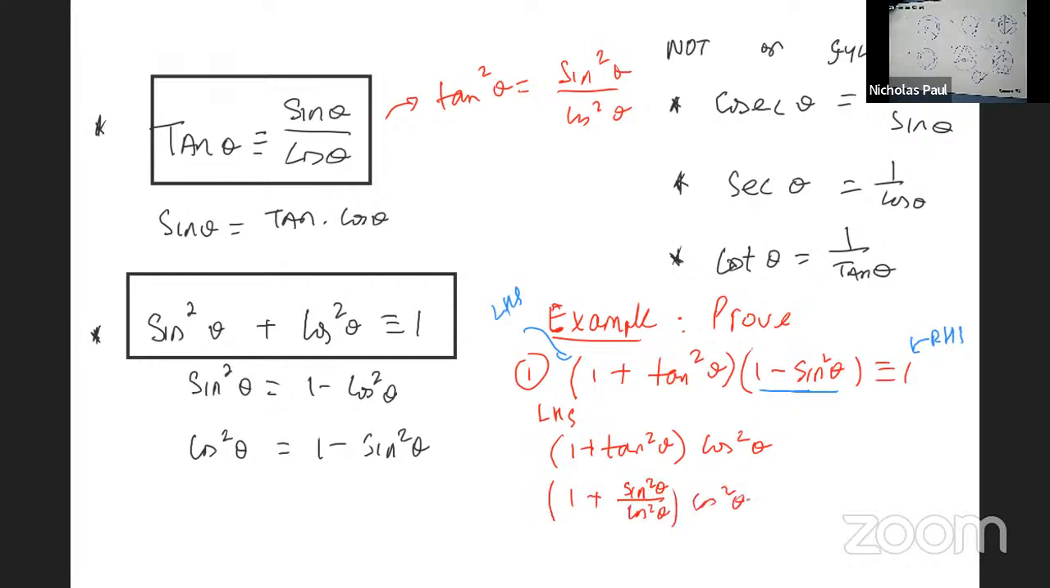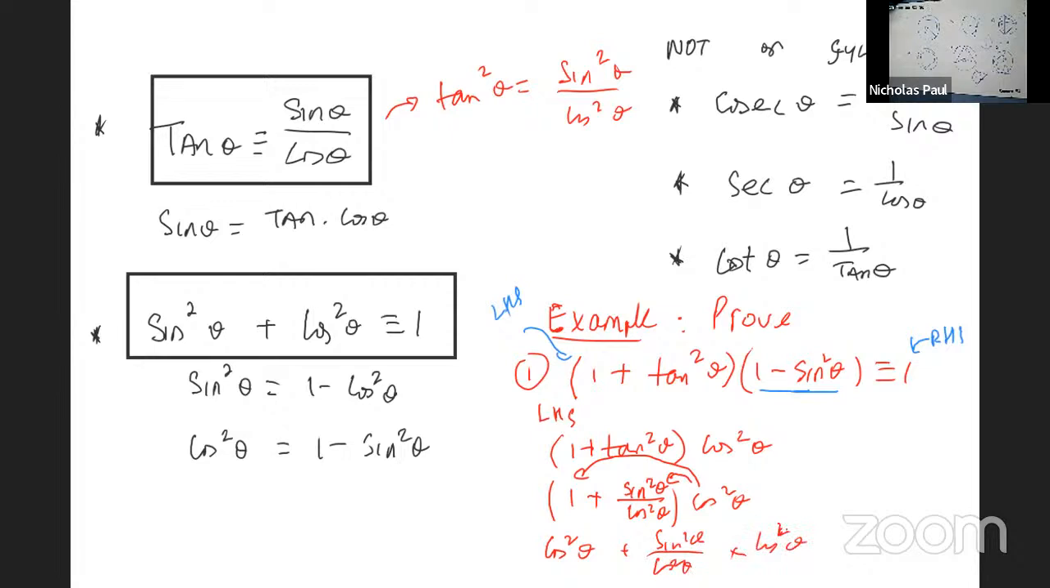Any more rules we could apply? Not yet, right? There's no rule that we could apply again. So what we could probably do here is try and get rid of the brackets. Correct? So we can multiply it out. We multiply cos squared by 1, that's cos squared. Cos squared by this is sine squared over cos squared by cos squared.